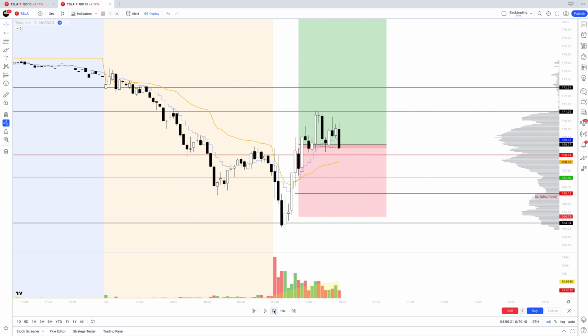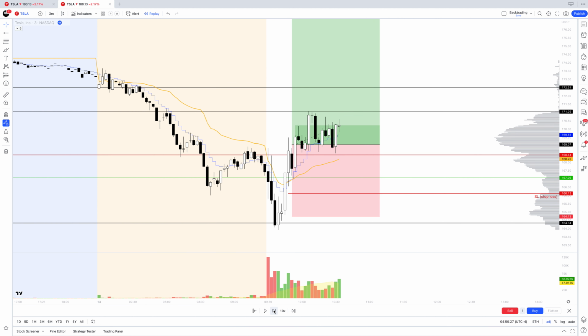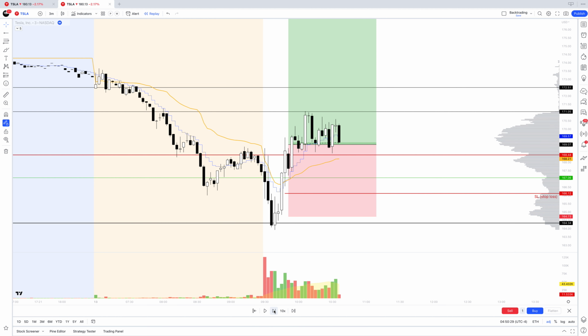Obviously, high of day break is super key. Some bullish volume coming in there. We do not want to see that get taken out, in my opinion.